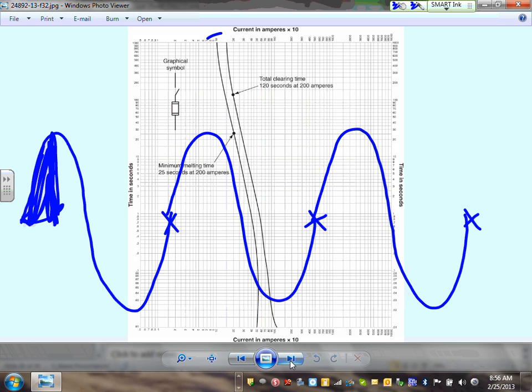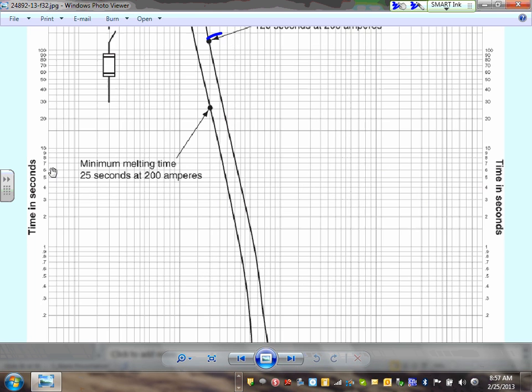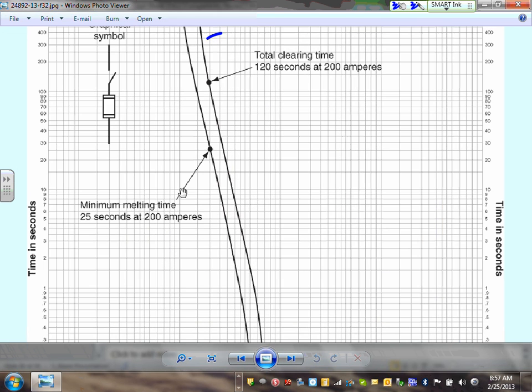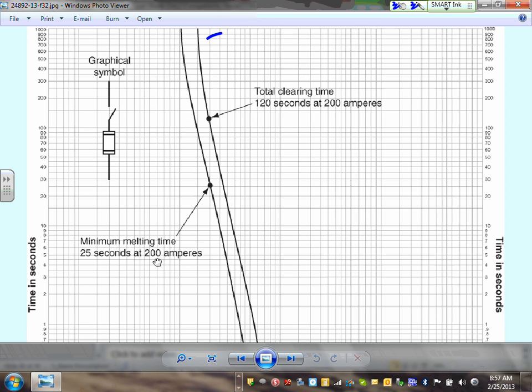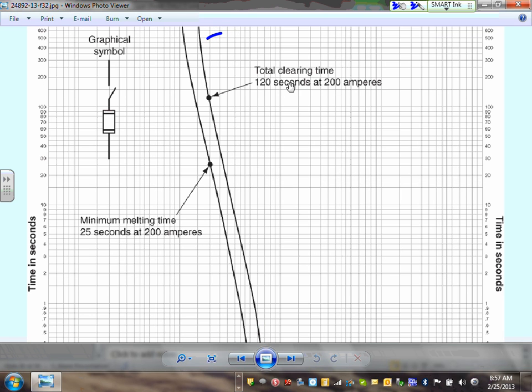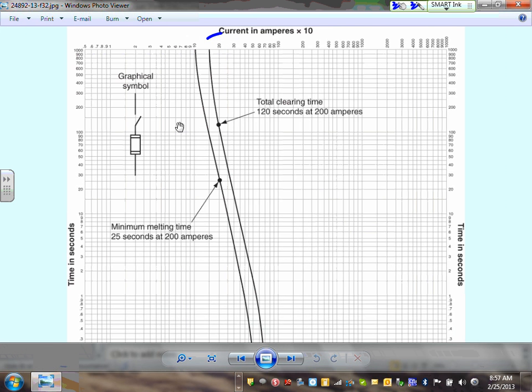Okay, here's a fuse. This is a current curve characteristic for a fuse. The same thing. The y-axis is the time. The x-axis is the amps multiplied by 10. So if you look at this one, guys, it says minimum melting time 25 seconds at 200 amp. This fuse happened to be 120, so 10. It's a 100 amp fuse. So it will melt if you put 200 across it. It will melt between 25 seconds and 120 seconds.